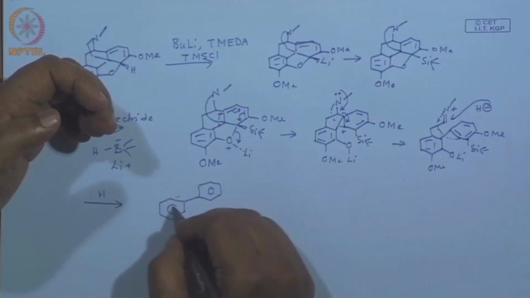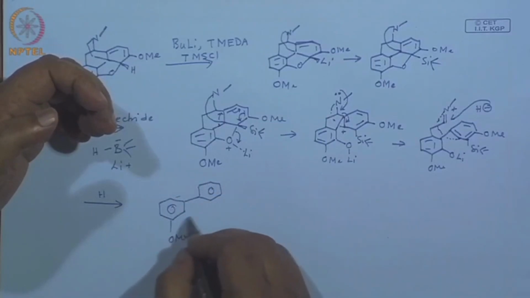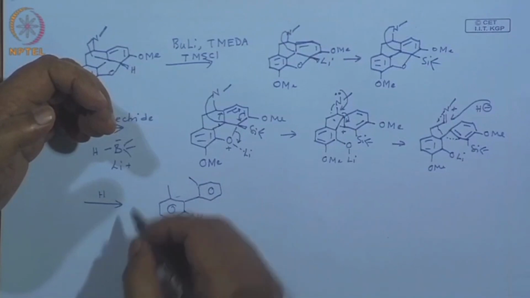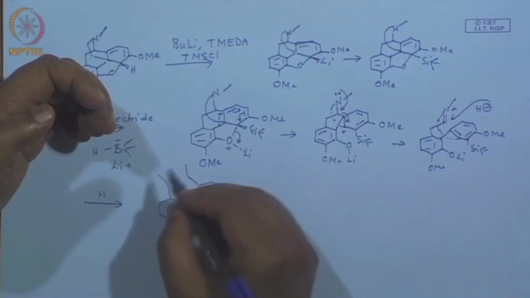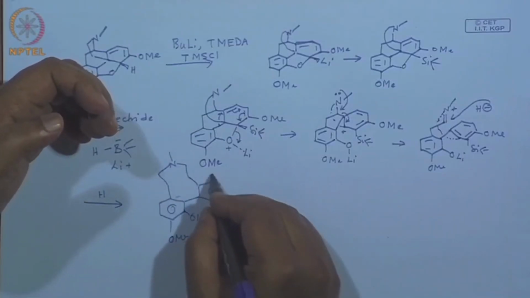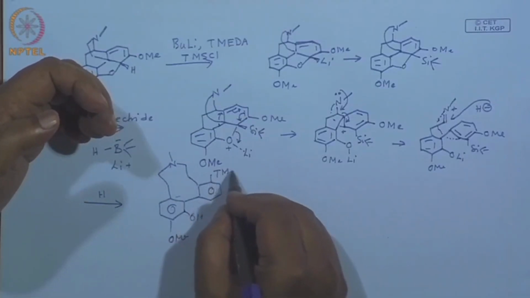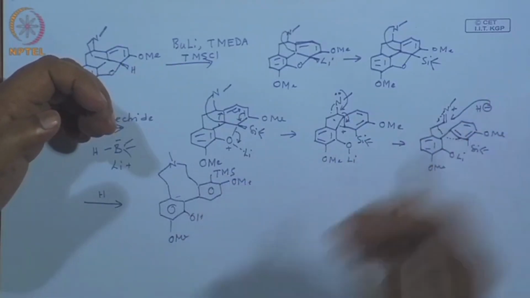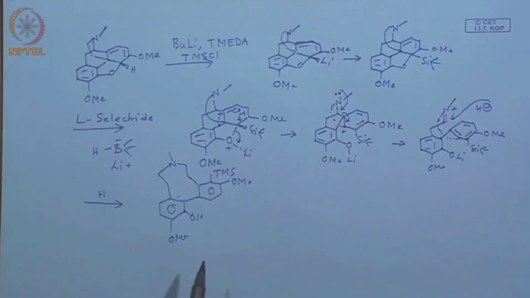If you rewrite, it would look like this: then you have 3 carbons, 1, 2, then one more on the side, then NMe. So, you will have a macrocyclic compound, and this is TMS and this is OMe, just this other bond is rotated now. So, what is the lesson we get?